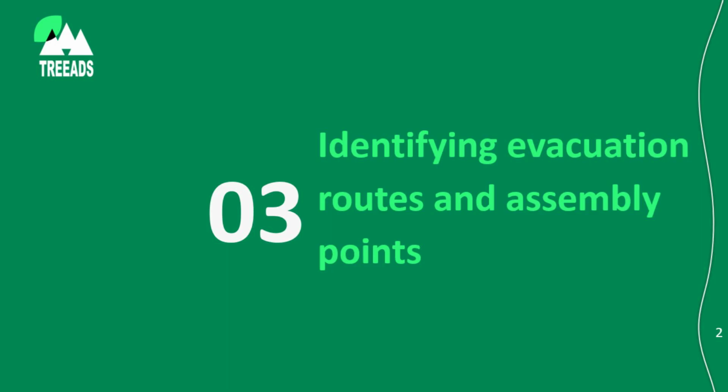These routes ensure safe passage for individuals fleeing danger, while assembly points serve as designated areas for regrouping and receiving further instructions. In this module, we will delve into the process of identifying evacuation routes and assembly points, prioritizing the safety of all involved.